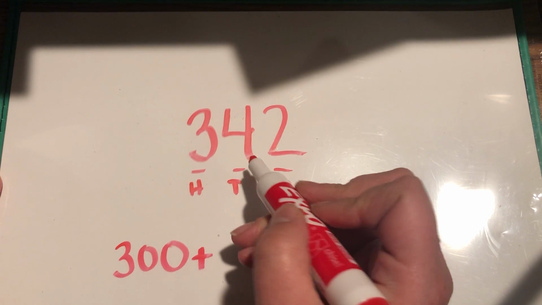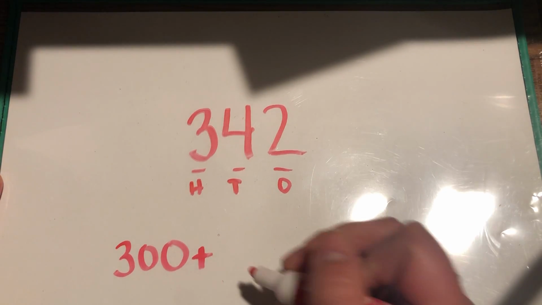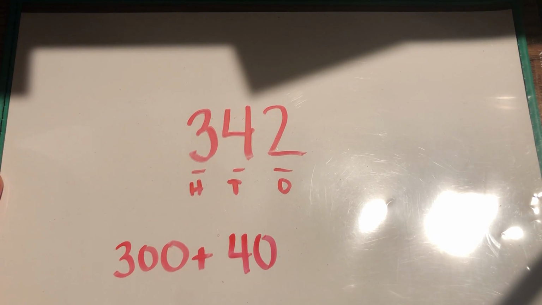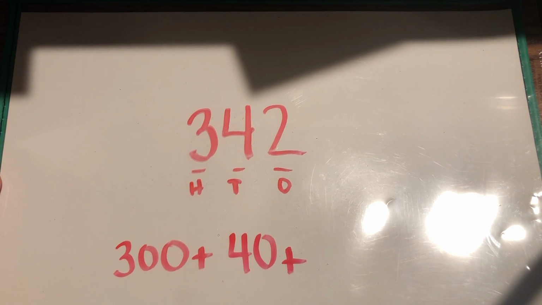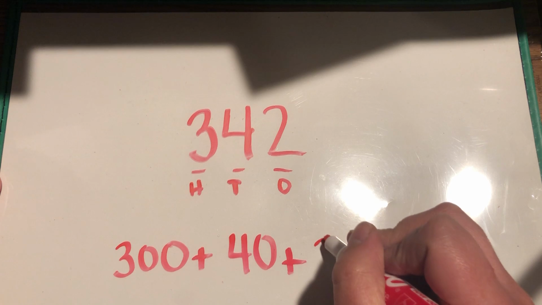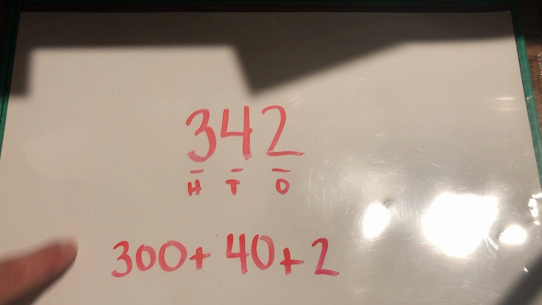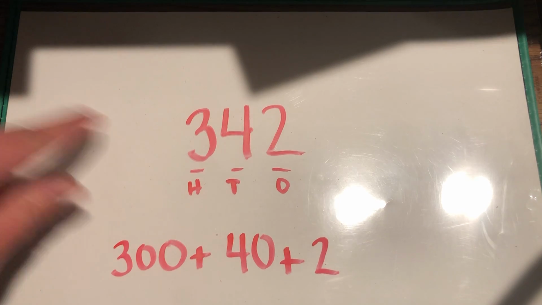And if I look at my tens, the digit 4 is representing it, so what's the value of that 4? 40. And then in my ones, the digit 2 is representing, and what is the value of that? 2. So expanded form is 300 plus 40 plus 2. That would be our expanded form of that number, 342. Let's do another one.